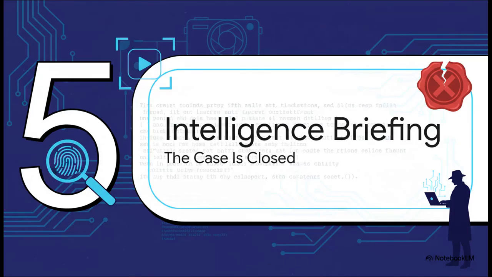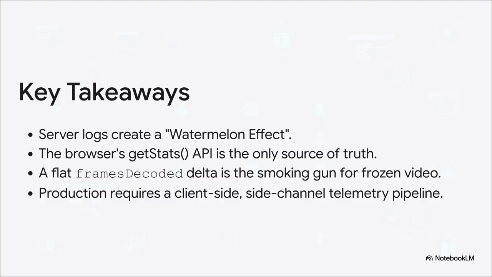Okay, let's wrap this briefing up. As far as I'm concerned, the case of the mysterious frozen video is officially closed. Here's your final takeaway. 1. Relying only on server logs gives you that nasty watermelon effect. 2. The browser's getStats API is your one and only source of truth. 3. A flat Frames Decoded Delta is the absolute smoking gun for a frozen video. And 4. If you're serious about quality, you have to build a client-side telemetry pipeline.